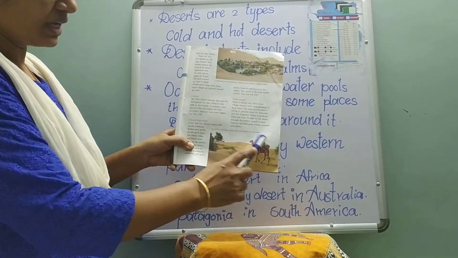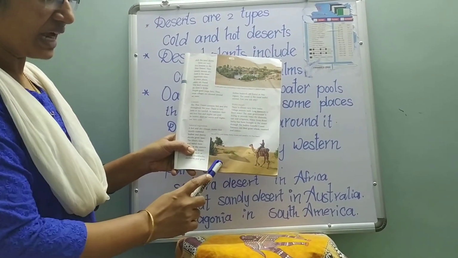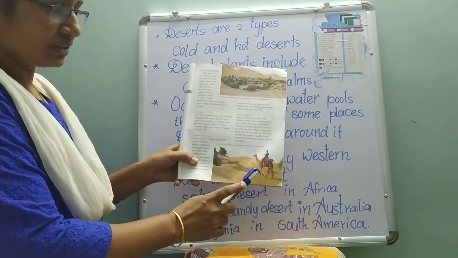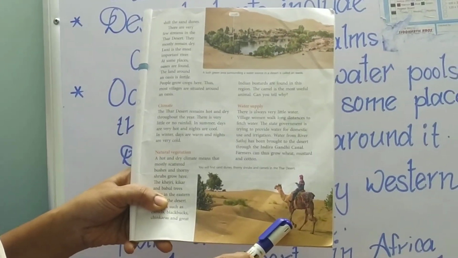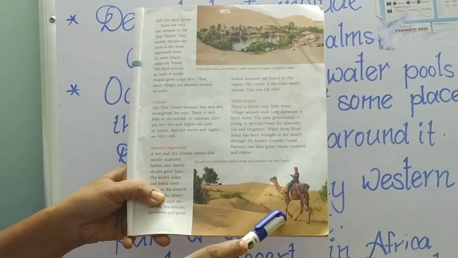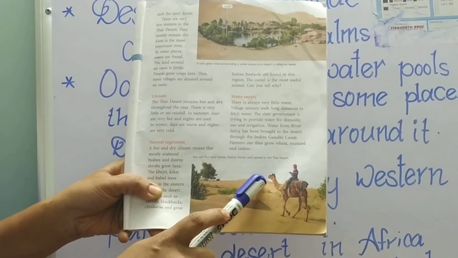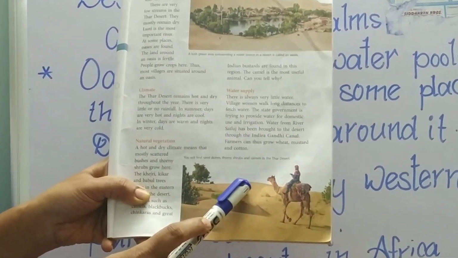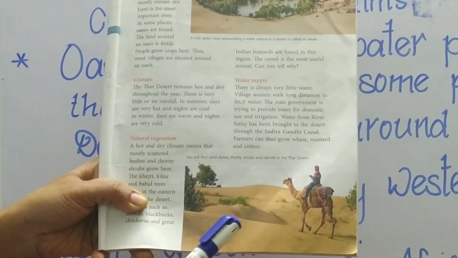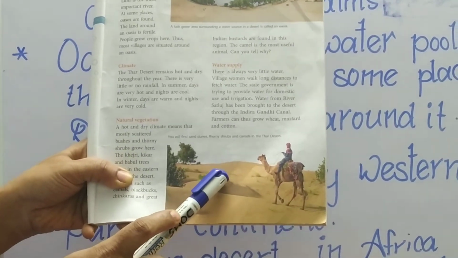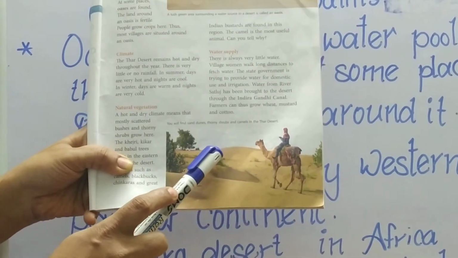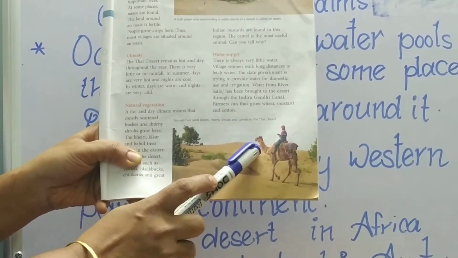And here you can see the sand dunes. This is the animal which we can see in deserts only. So what is this animal, Nana? This is camel. And these are sand dunes. What will we call the sand dunes, Nana? Hills of sand.